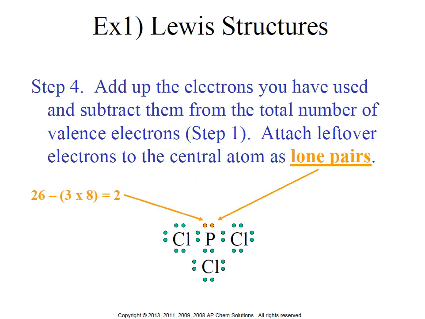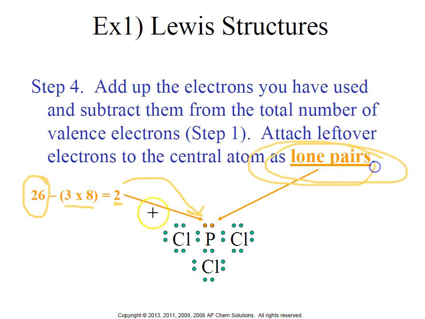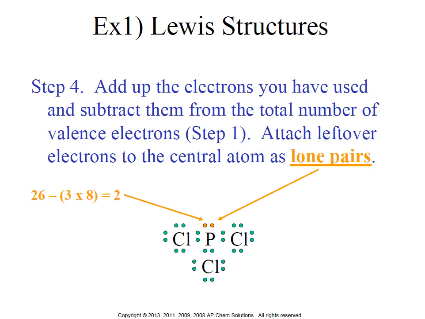Then you add up the electrons you have used and subtract them from the total valence from step 1. In step 1, we found that we had 26 valence. So far, we've put 8 on each chlorine, so we've used a total of 24. So we have 2 left. Anything left over goes on the center atom as a lone pair.